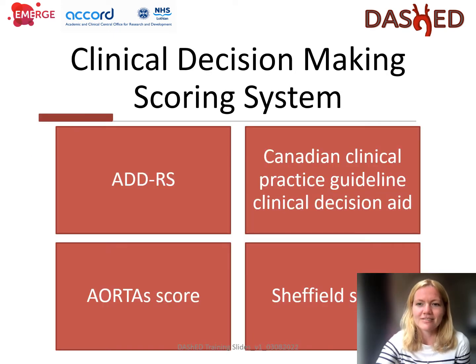So we're looking at 4 clinical decision-making scoring systems that are currently available or have been proposed in literature. These are the ADDRS score, the Canadian Clinical Practice Guideline Clinical Decision Aid, the AORTAS score, or the Sheffield score. Each of these use key information from the patient's presenting complaint, the past medical history, examination, and plus or minus investigations done to give a score which can then be used to justify ordering a CTA or not.